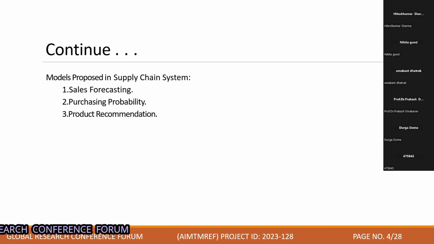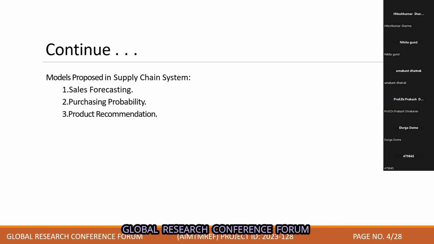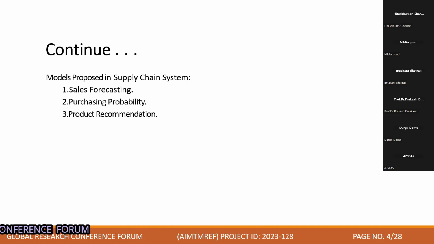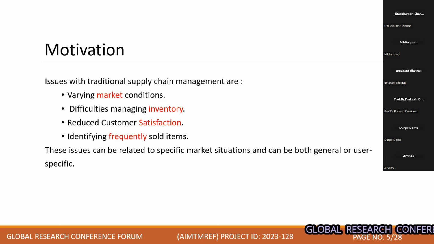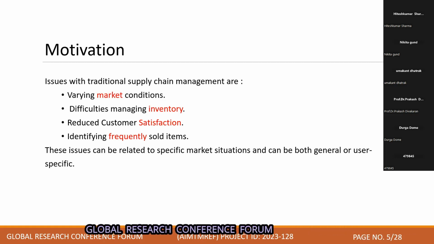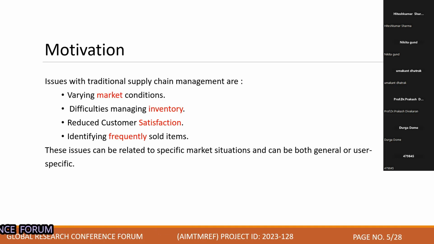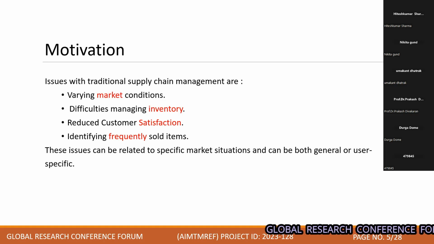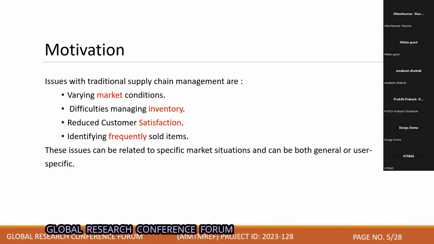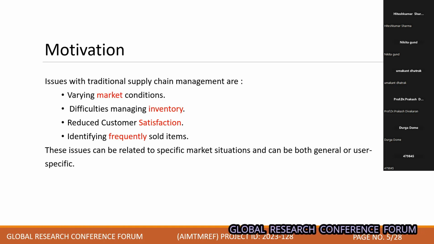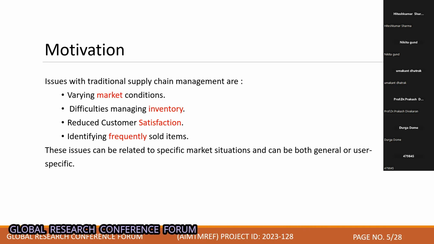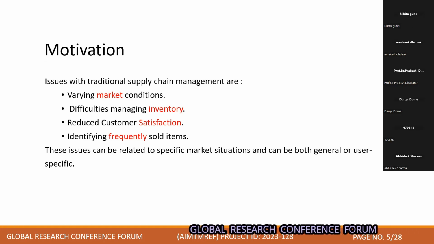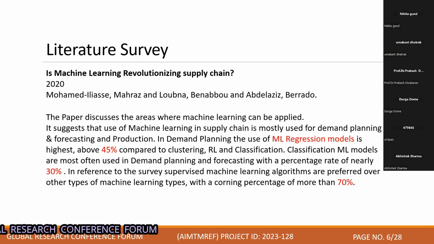In this research paper, we are mainly concerned with three models. First is sales forecasting, second is purchasing probability, and the third is the product recommendation model. How did we decide to do research in this domain? Because there are some issues with traditional supply chain management, including varying market conditions like seasonal weather, timely, occasionally, monthly, and product category, and difficulties in managing inventory, reduced customer satisfaction, and identifying frequently sold items. These issues can be related to specific market conditions and can be both general or user specific.